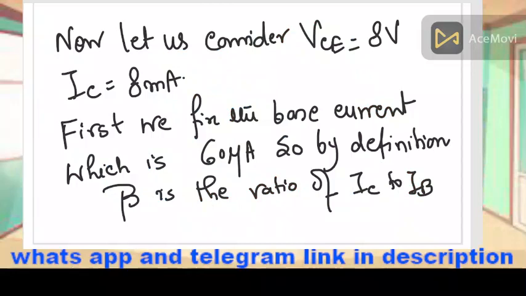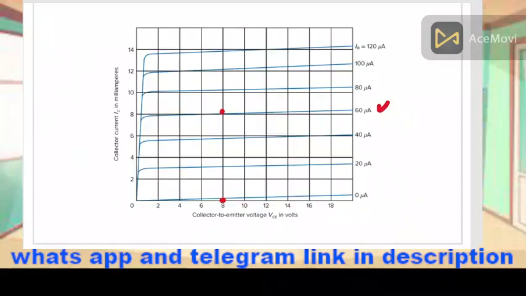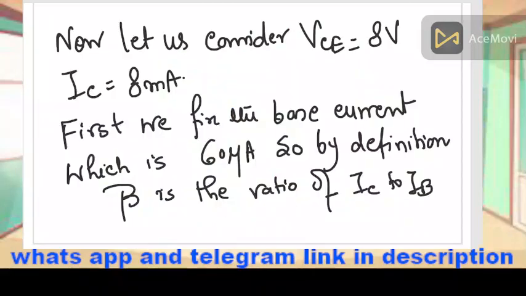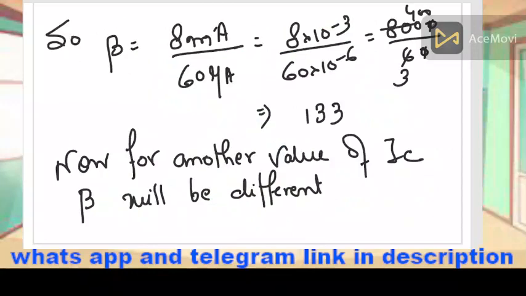Now, what we do is we fix the value of base current, which is 60 microampere. You can see here, this is the 60 microampere. So by definition, beta is the ratio of collector current to base current. And now this beta is calculated as 80 milliampere by 60 microampere, and this is the value 133.